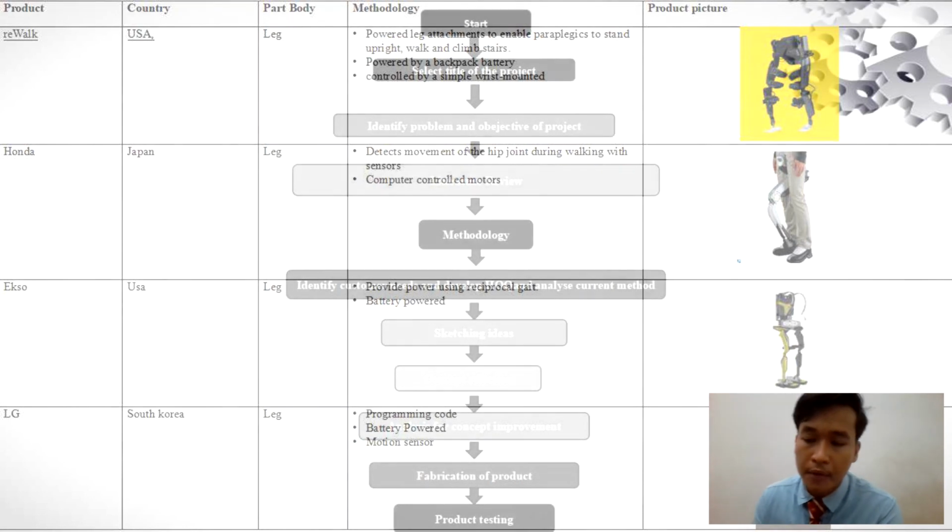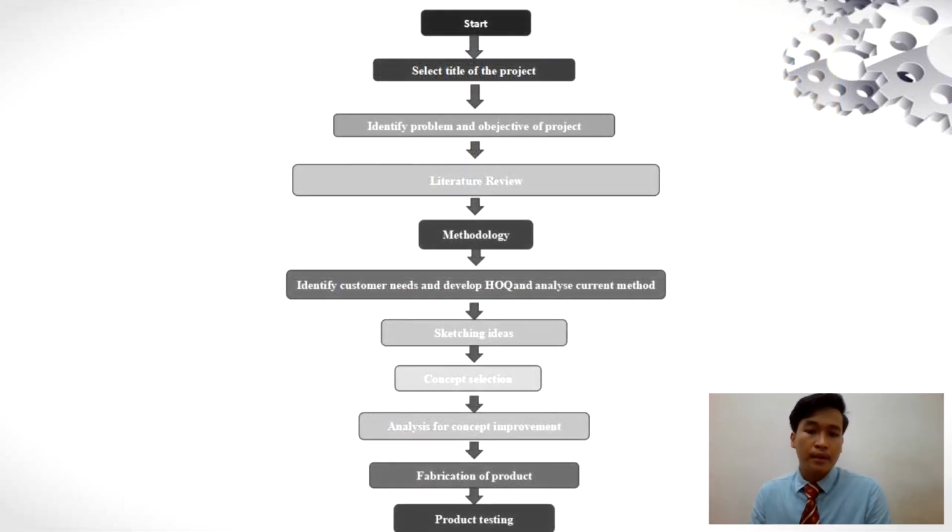This is the flowchart of my project. It starts with selecting the topic of the project. Upon discussion with my supervisor, Dr. Asani Zawati, I came up with this title. Next is identifying the problem and objective of the project, the literature review, and the methodology. In the methodology, we are going to identify customer needs, develop the house of quality, and analyze current methods. Next is sketching ideas, concept selection, analysis for concept improvement, verification of the product, and the last one is product testing.